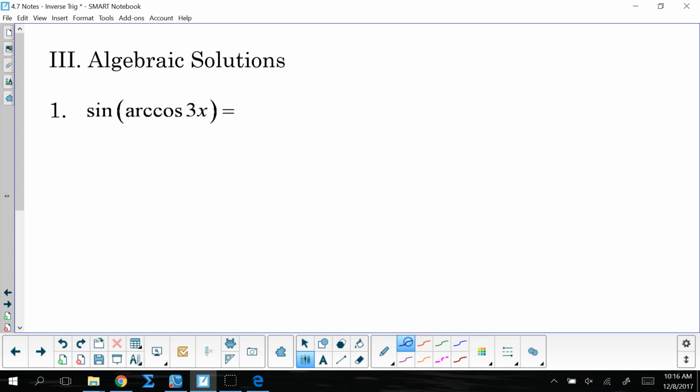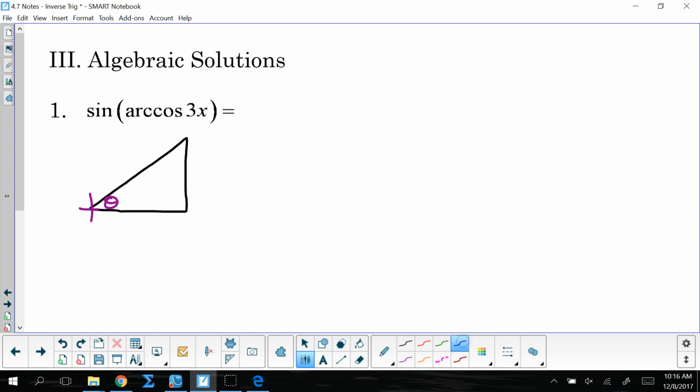Okay? The nice part about 9 out of 10 of these algebraic solution type 1s is that they're going to be in quadrant number 1 because they're going to have a positive number in there. So we set them up the exact same way.